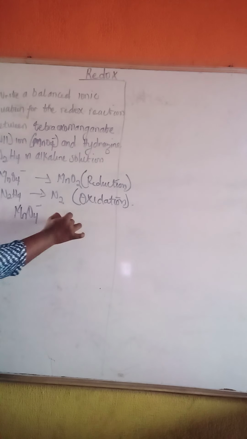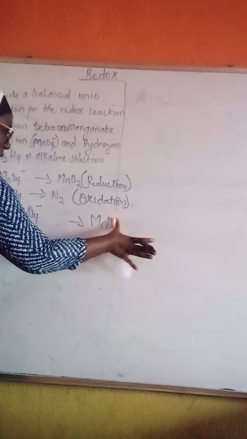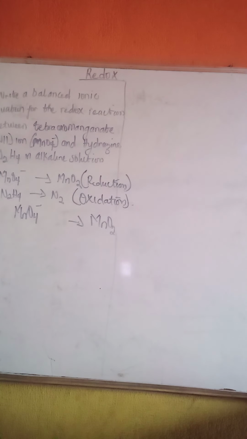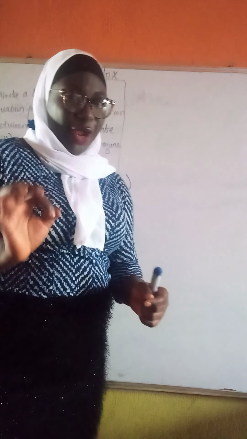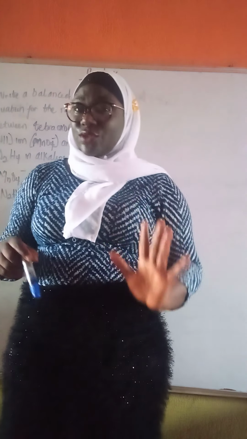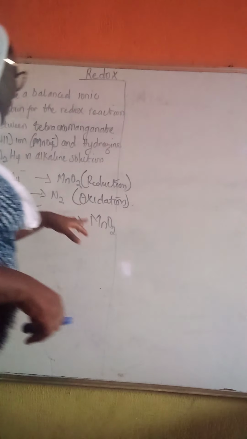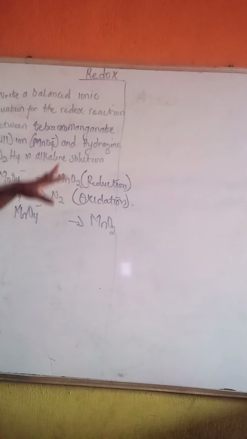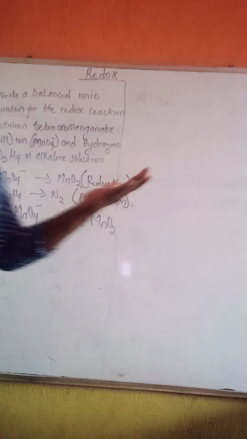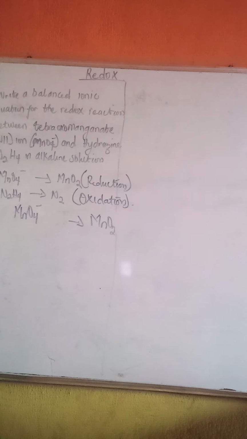MnO4⁻ goes to MnO2. Now, because we are talking about an alkaline solution, this is going to involve hydroxyl ions. The last one we did, in the previous class, was in an acidic solution, which is why we made use of H⁺. But here we have to consider the alkaline solution it is involved in. So we are balancing this equation in terms of water molecules and hydroxyl ions. Note that.